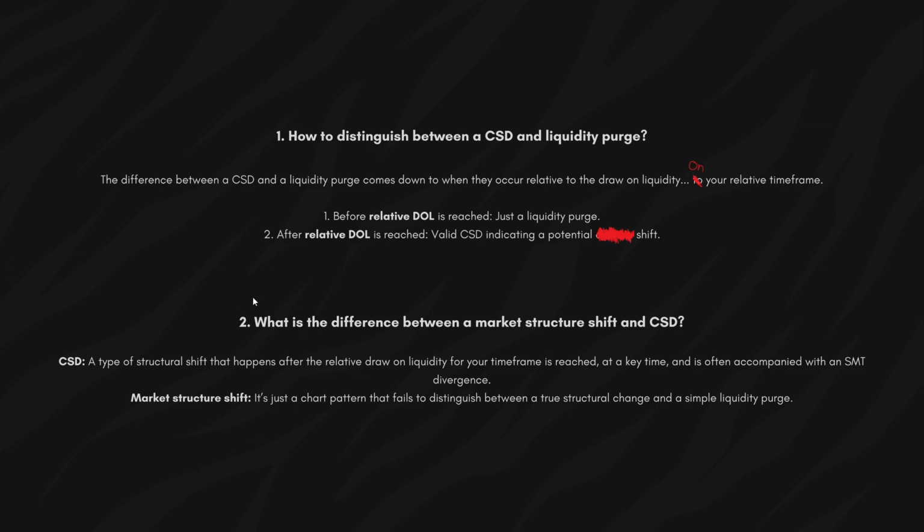Now, the second question is, how to distinguish between a regular market structure shift and a valid CSD? A CSD is a type of structural shift that happens after the relative drawn liquidity for your time frame is reached at a key time, and it is often coupled with an SMT divergence with a correlating asset. But a market structure shift is just a chart pattern that fails to distinguish between a true structural change and a simple liquidity purge. Okay?